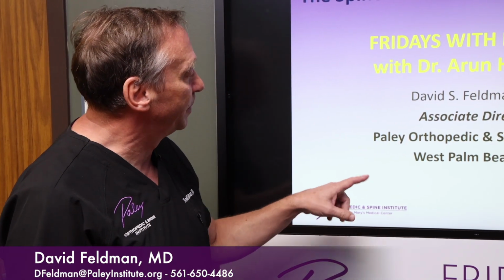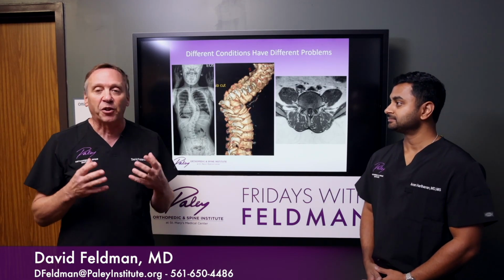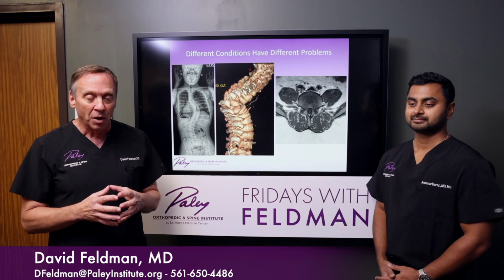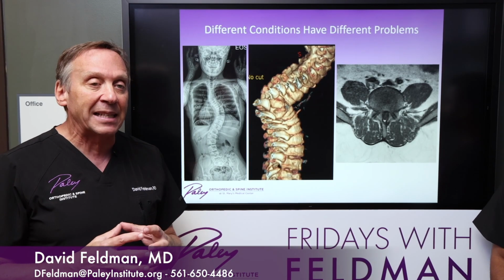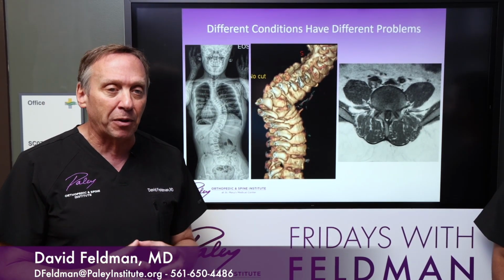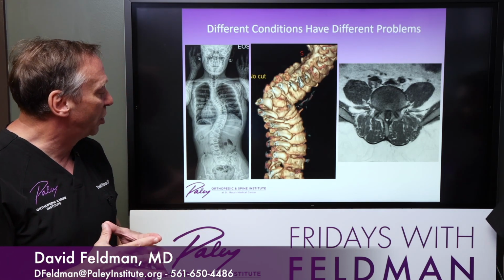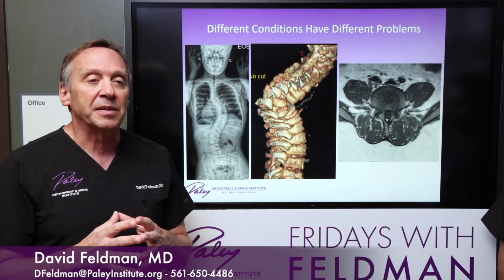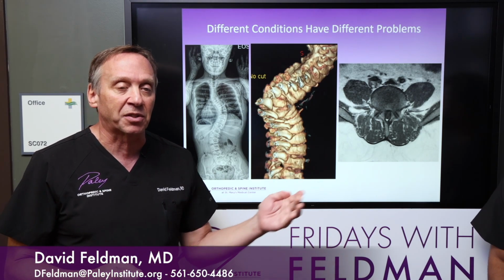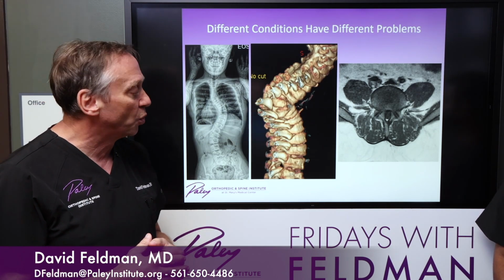So we're going to start with just saying the one big thing is that different conditions have different problems. Not every patient who has a skeletal dysplasia or a dwarfing syndrome has the same spinal issues. They are completely different, but they're also very predictable. I'll get started with achondroplasia, which is the most common form of skeletal dysplasia. Then Dr. Hariharan, or Arun, is going to discuss some other types of skeletal dysplasias as well.